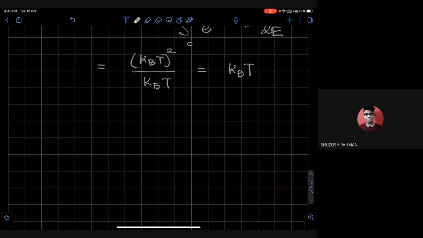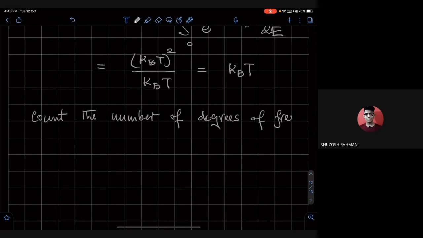All right, so now we count the number of degrees of freedom. And because the wave vector can be both positive and negative, the integer n can be both positive or negative, because there is some sort of notion of direction associated with the wave vector.